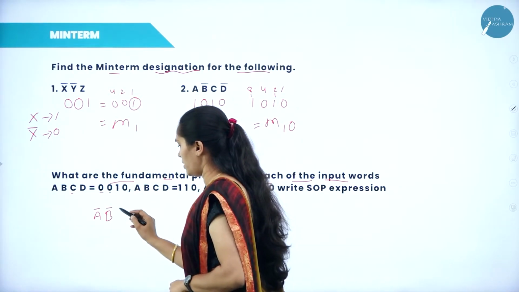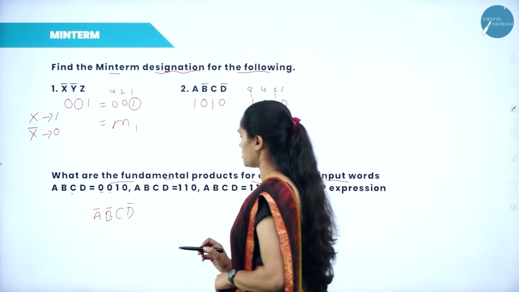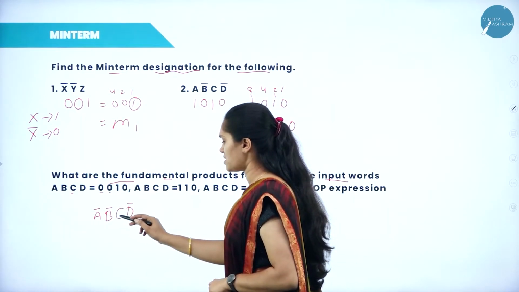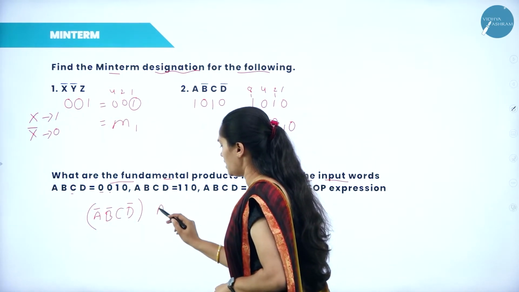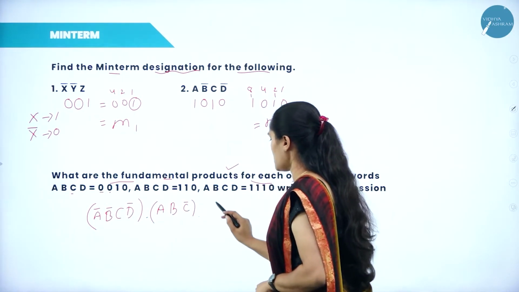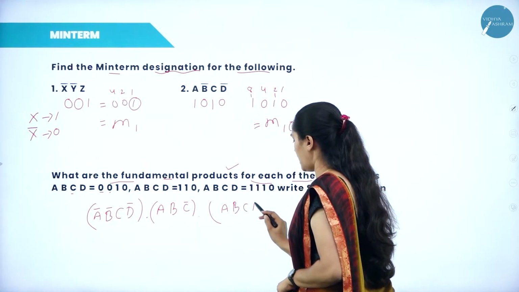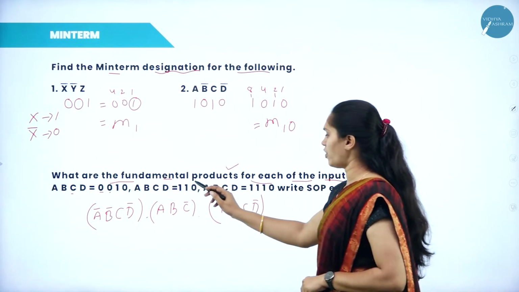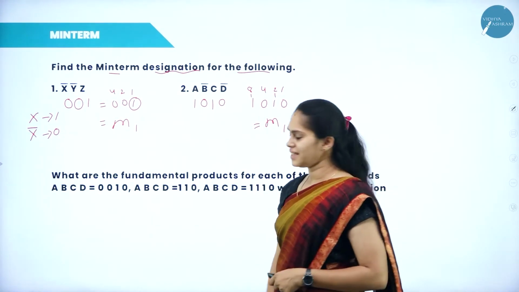So here I don't have complement, so it has to be a normal variable. Then we have 0, so it must be D bar. So we are finding the product of all the variables, so that is A bar, B bar, C bar, D bar. Then what is this? 110, so that is A, B and C bar. It must be like this. Next, here 111, so it needs to be a normal variable and 0 needs to be complemented, so that is A, B, C, D bar. So we have found the products for each of the input values. We'll see the next question.